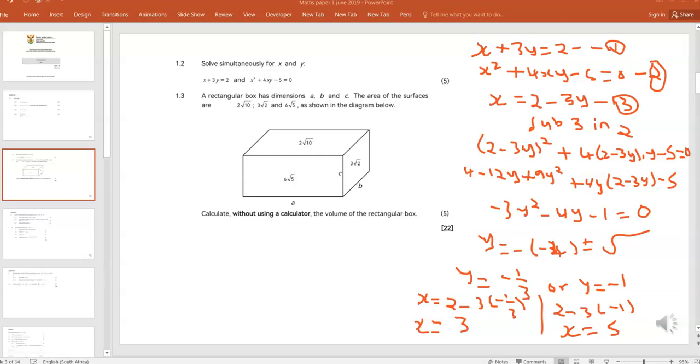Okay, 1.3 looks like a very nice rectangular box. So this means you need to think about things such as dimensions and all those type of stuff. Okay, let's go through it step by step. Let's say without a calculator. This will be more interesting now. Okay, it's a rectangular box. Okay, fine. Then we've got those 3 different dimensions.